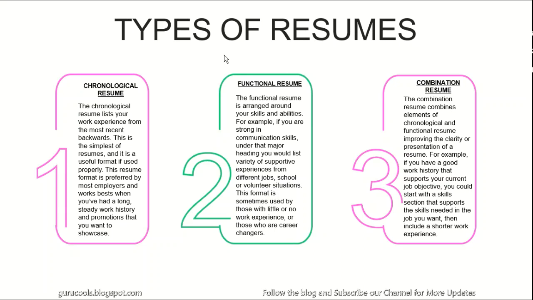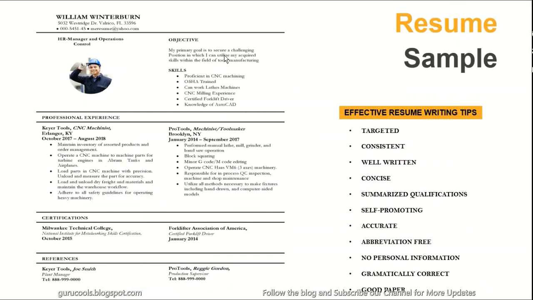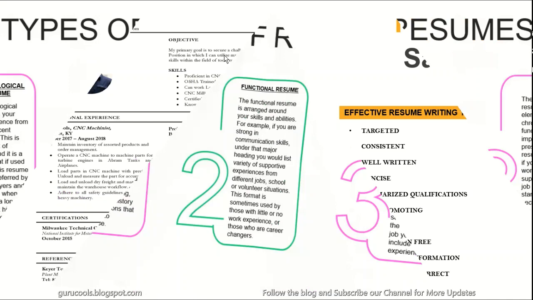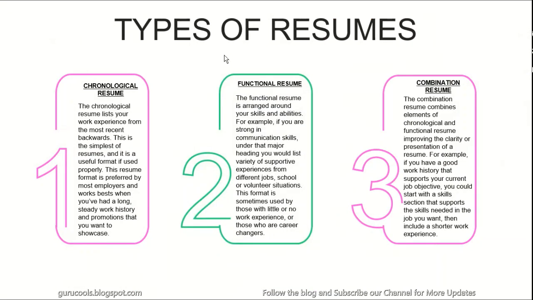So a chronological resume starts with experiences, a functional resume starts with skills, but a combination resume is a resume which combines both the chronological and functional resume. This resume combines elements of both, improving the clarity of presentation of a resume. For example, if you have a good work history that supports your current job objective, you could start with a skills section that supports the skill needed.